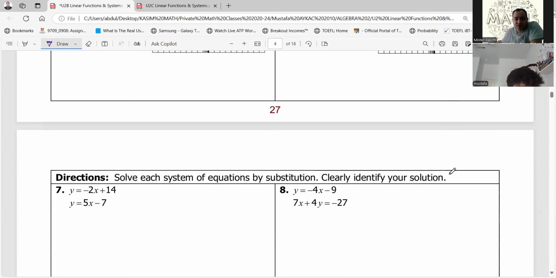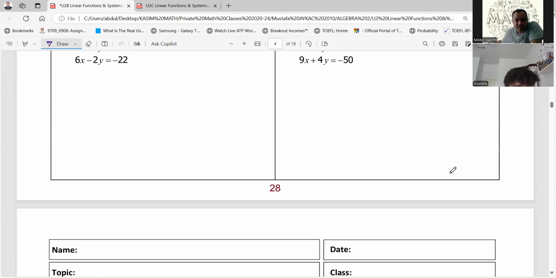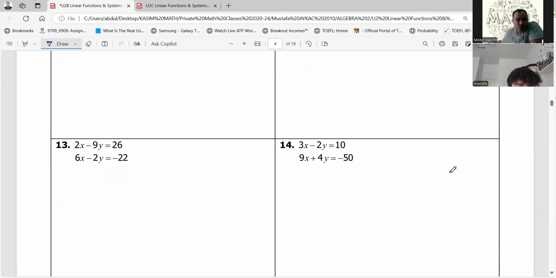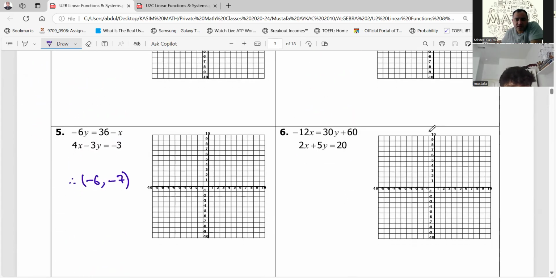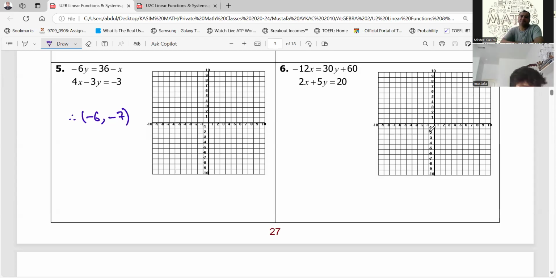Okay, the last question, Mustafa, or let's say one question, the rest you have to finish yourself, okay? That's question 6. Look at the equations carefully, Mustafa. What are you going to do in the first step?